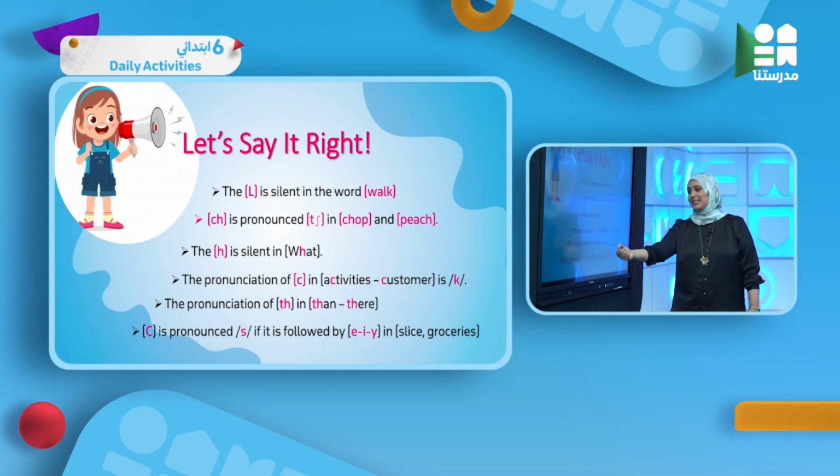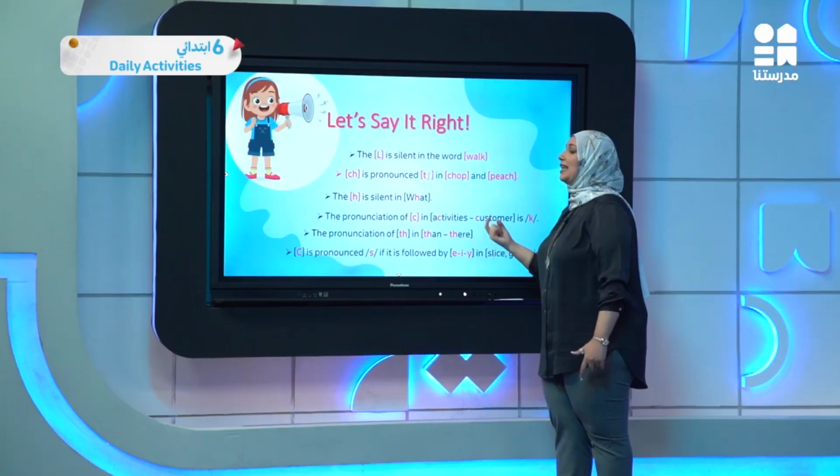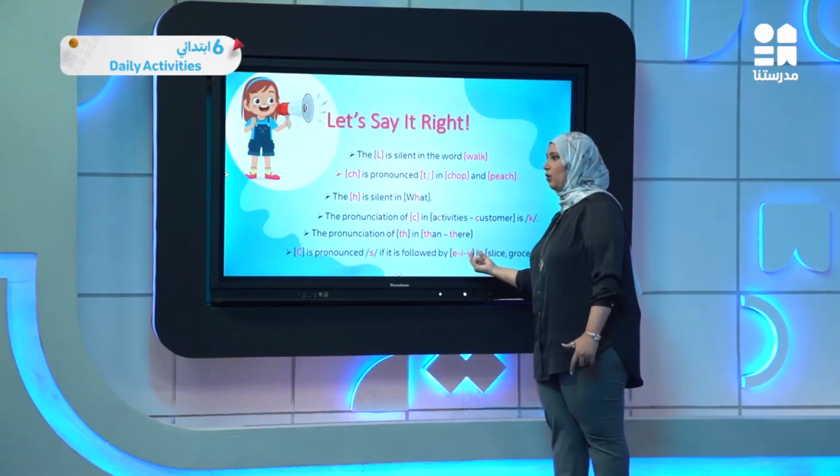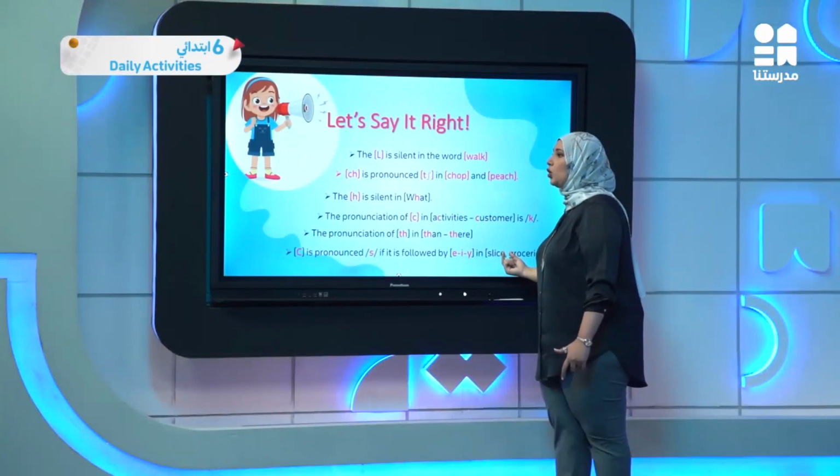C is pronounced S if it is followed by E, I, Y in slice or groceries. لما بيبقى عندي كلمة فيها C وبعدها حروف E أو I أو Y السي بتتنطق س slice groceries. Slice groceries. Now let's have a look on the next slide.